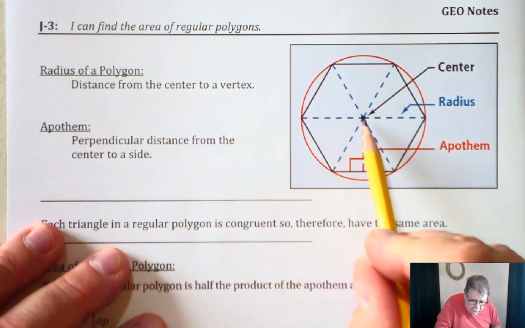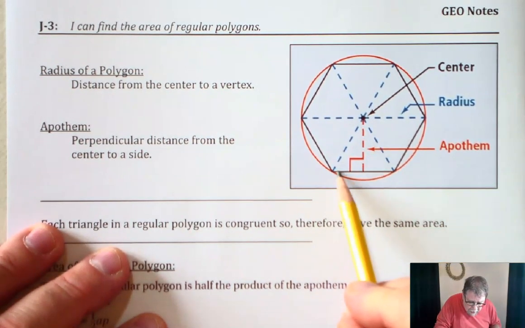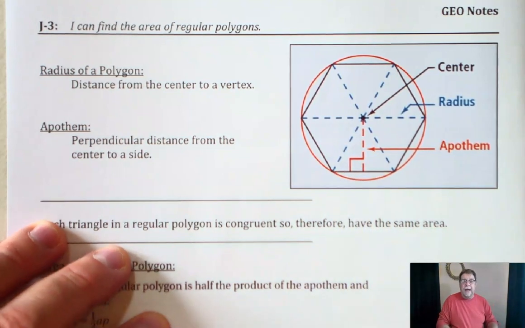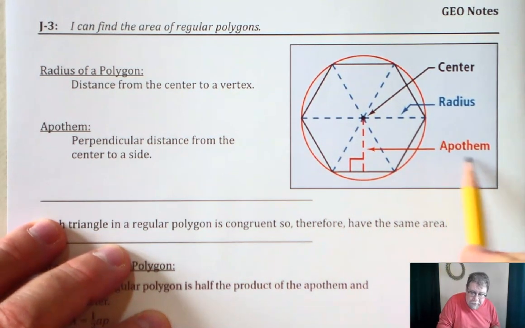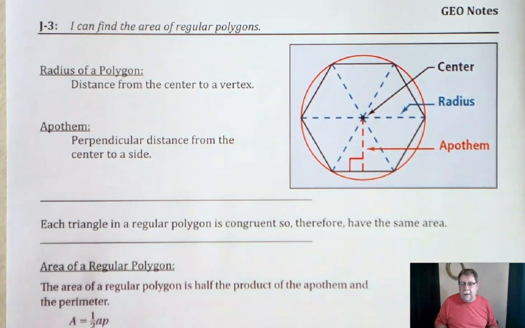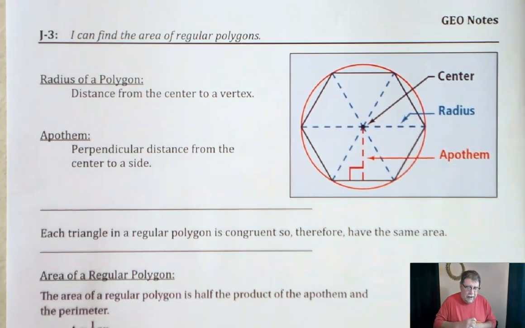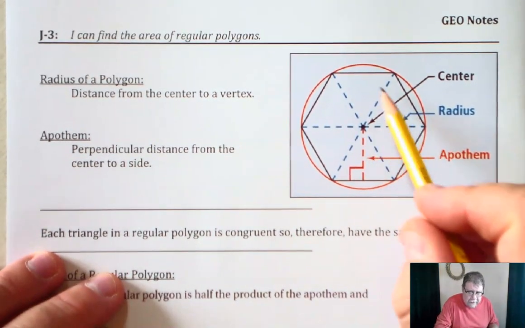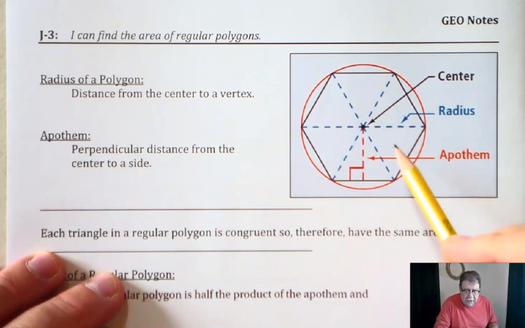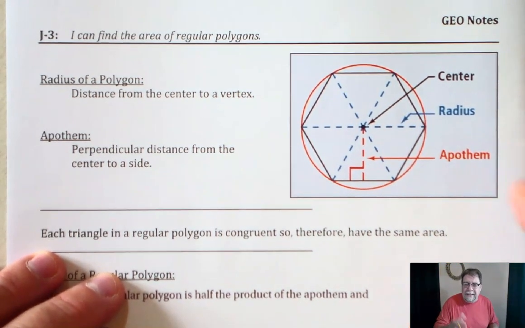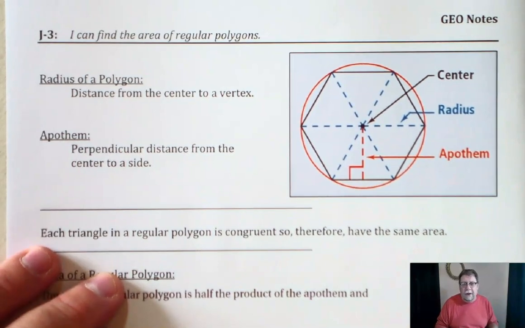And then the other measure is from the center straight down to the middle of the base, and that is called the apothem. So we have the radius, we have the apothem, we have the center. And basically you can see that we have split this hexagon up into many different triangles. And that's kind of where we're going. We're going to make triangles out of this.